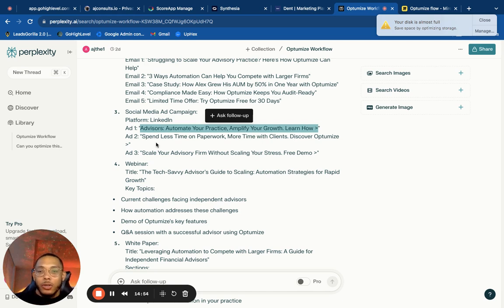So that's ad one. Ad two: spend less time on paperwork, more time with clients, discover, optimize. Ad three: scale your advisory firm without scaling your stress, free demo. I like these because again, they're addressing a pain point. Automate your practice, right? Spend less time on paperwork. Scale without scaling your stress. It's a pain point that's being addressed, and then it's talking about what we're doing to address that.